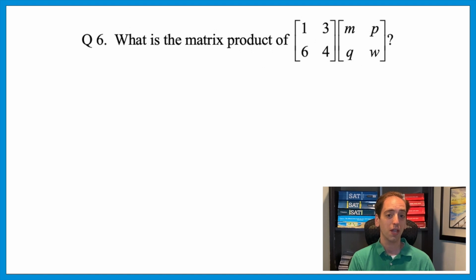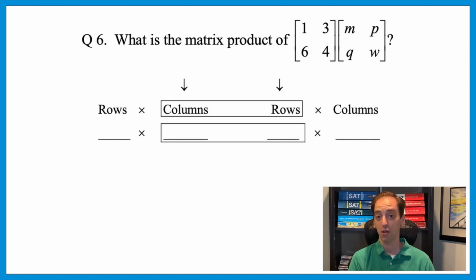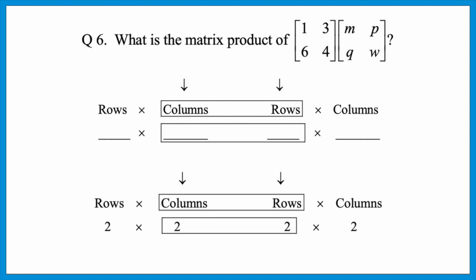So first, we have to make sure that the product is defined. So we do what we've been doing. List the rows and columns and the rows and columns. That first one has 2 rows, 2 columns, and so does the second. 2 by 2 and 2 by 2. The numbers in the middle match.